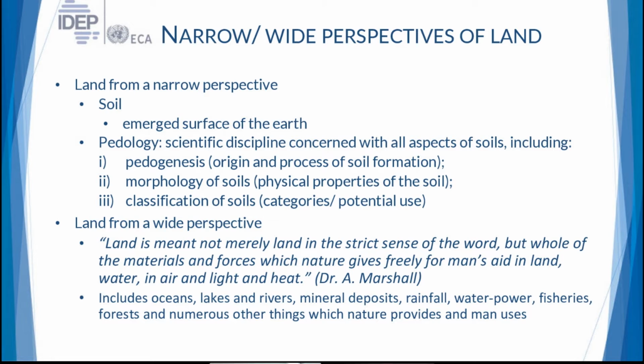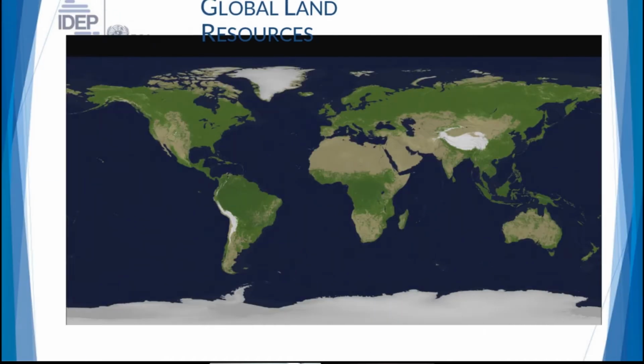Land meaning not merely land in the strict sense of the word, but the whole materials and forces which nature provides to man. From this wider perspective, land includes the oceans, the lakes, rivers, mineral deposits, rainfall, water power, fisheries, forests, and many other aspects that the nature is providing to us.